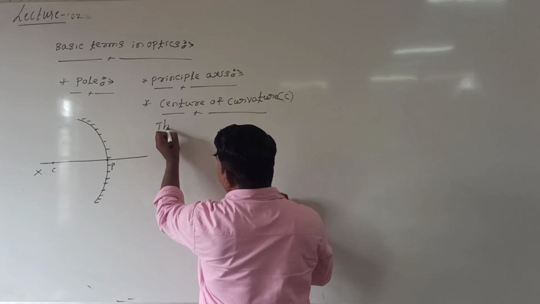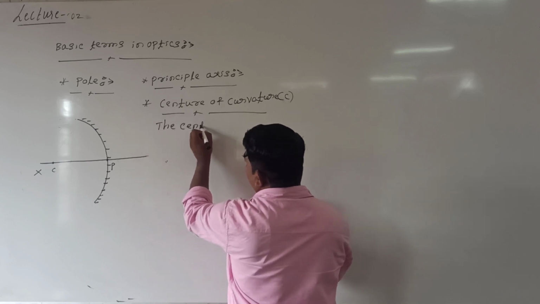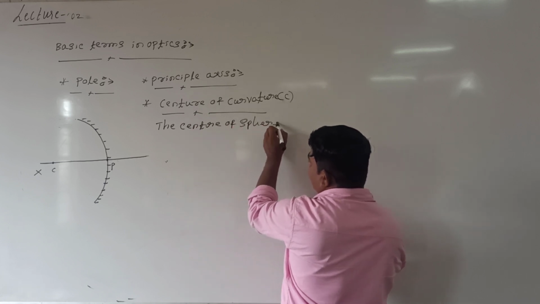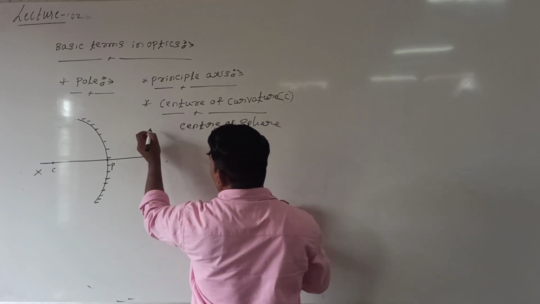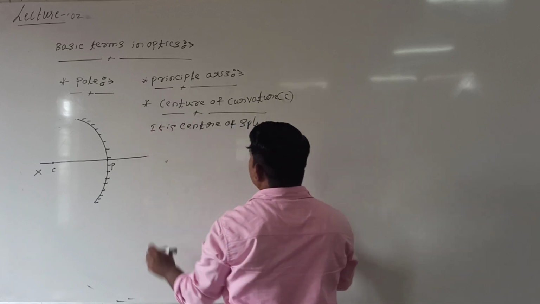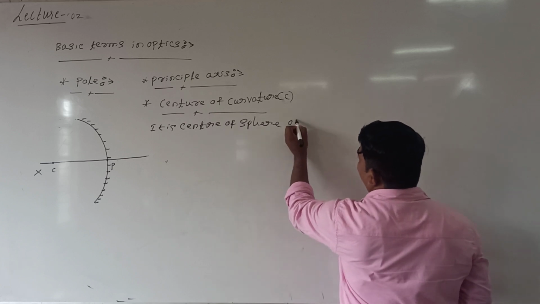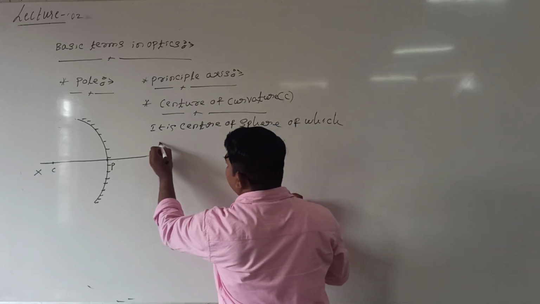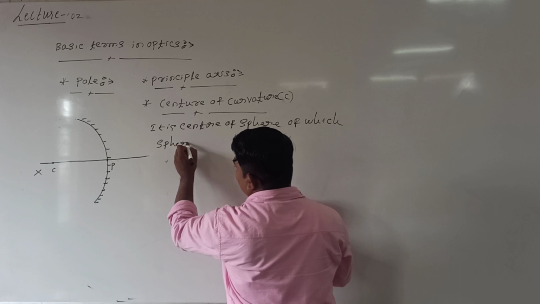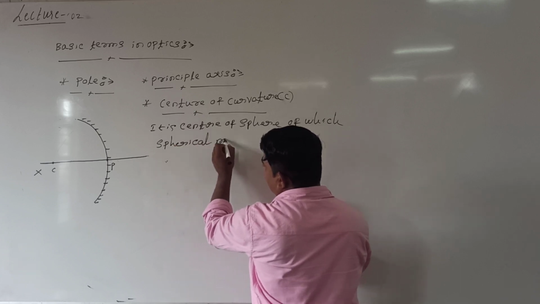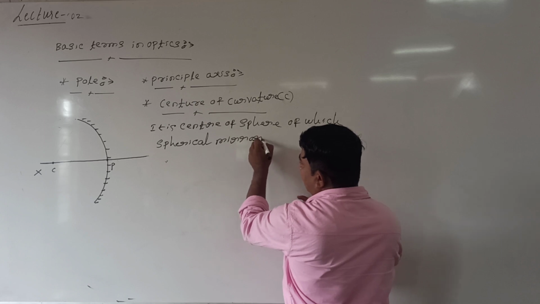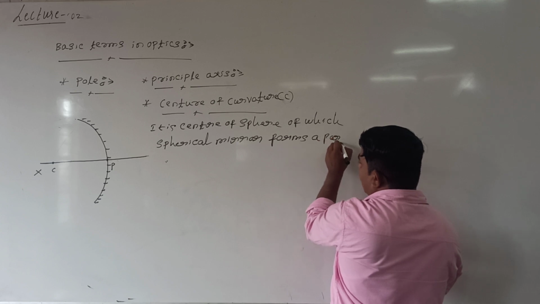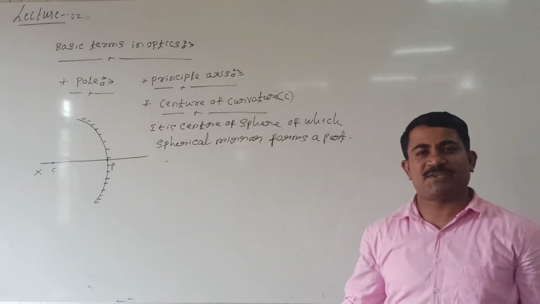The center of curvature is the center of the sphere of which the spherical mirror forms a part. That we call center of curvature.